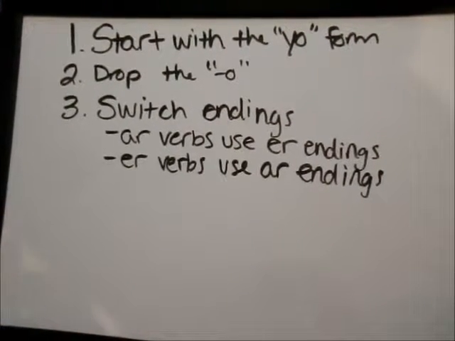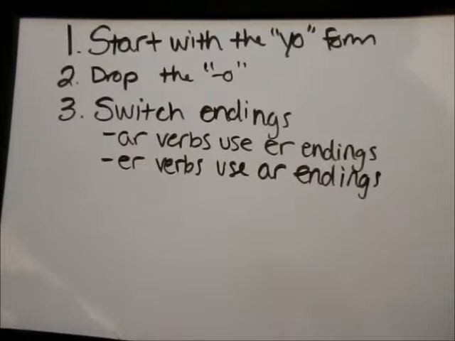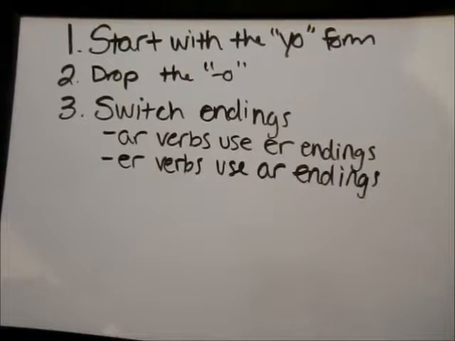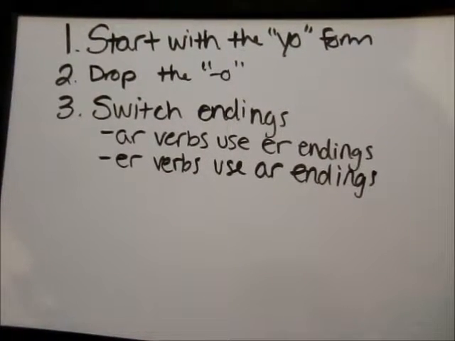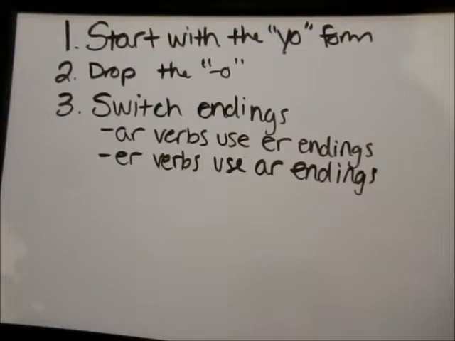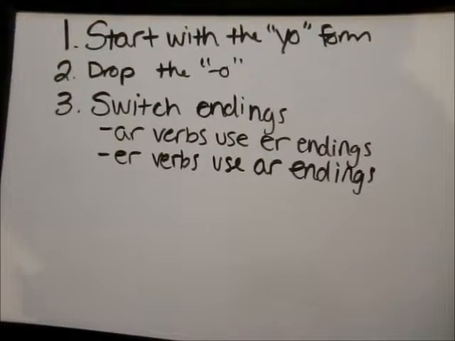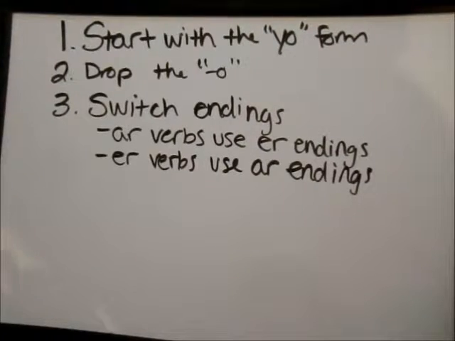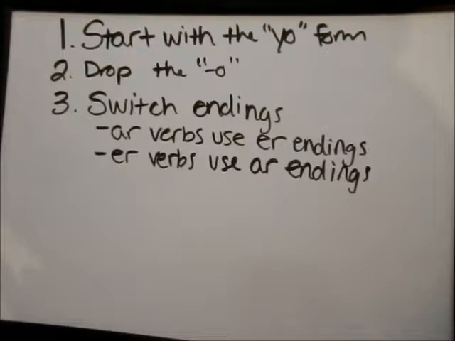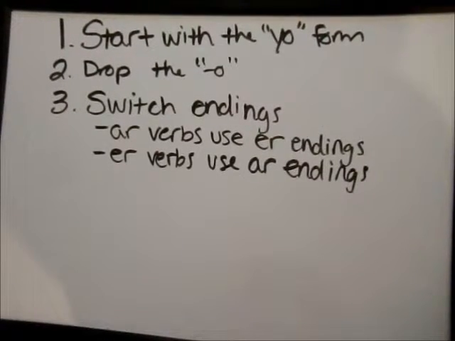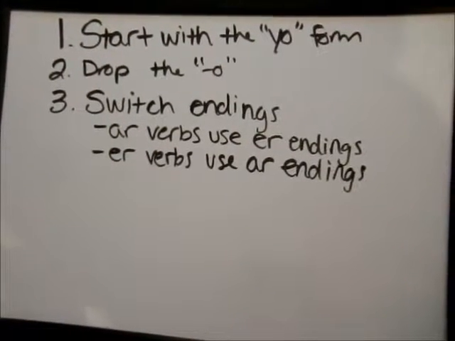In the case of hacer, you would now be left with H-A-G, ag, instead of algo. Then you switch the endings. This means that if the verb was originally an AR verb, you would now use the ER endings to conjugate it. So for example, if you were talking about ustedes, instead of using AN as you typically would, you would now use EN and add it on to the stem that you already had.